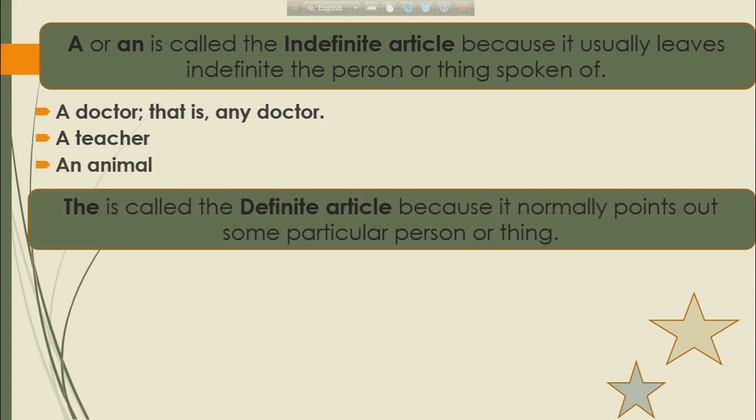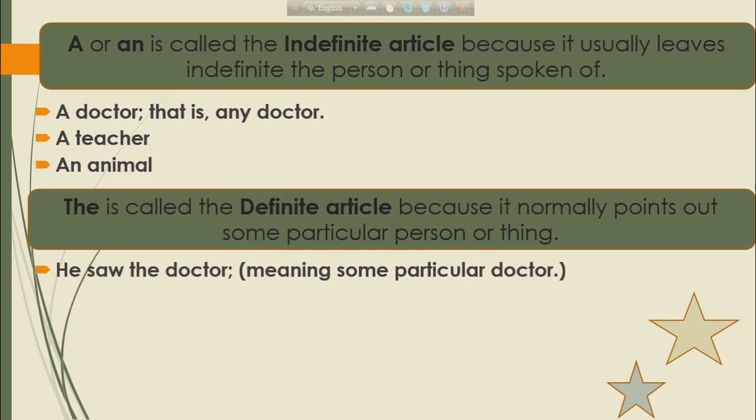The is called the definite article because it normally points out some particular person or thing. When we are being particular, when we are being specific, then we use the definite article the. For example, we say he saw the doctor, that means some particular doctor. When we say the blue pen writes well, then we mean a specific pen or a particular pen writes well. When we say I saw the girl crying, then we mean some particular girl crying.